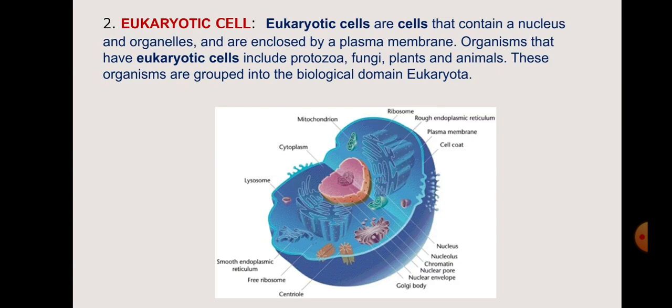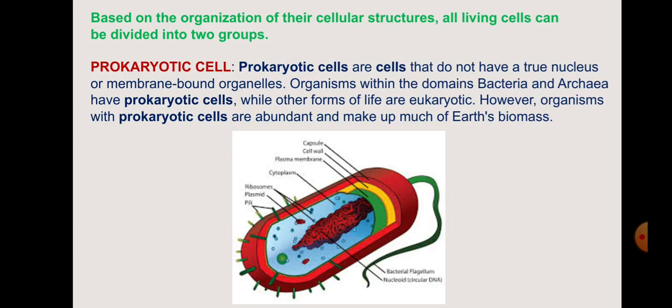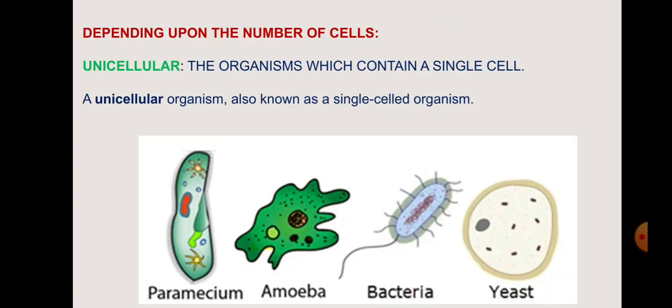Coming to the next category, eukaryotic. Prefix eu is true. Karyotic is nothing but nucleus. True nucleus. That means eukaryotic cells have a properly defined nucleus and nuclear membrane. Nuclear membrane is the outer covering of the nucleus. Organisms that have eukaryotic cells include protozoa, fungi, plants, and animals. So based on the organization of the cellular structures, cells are classified into prokaryotes and eukaryotes.